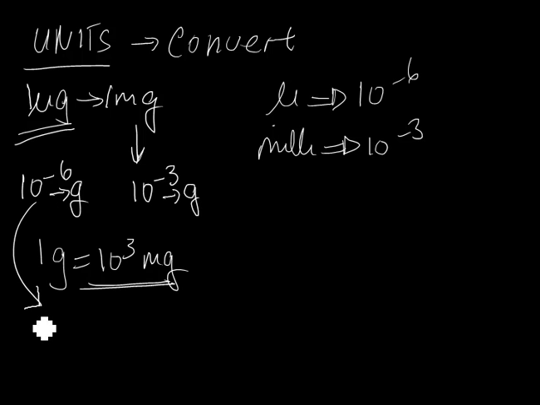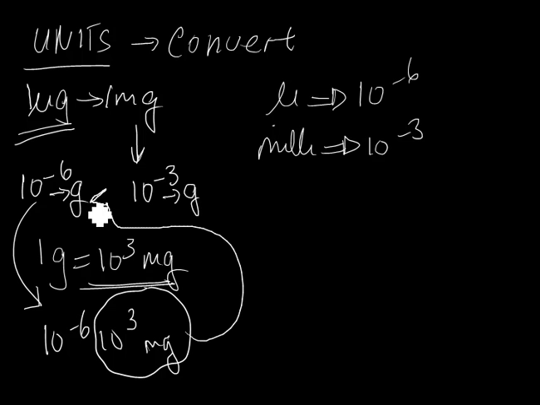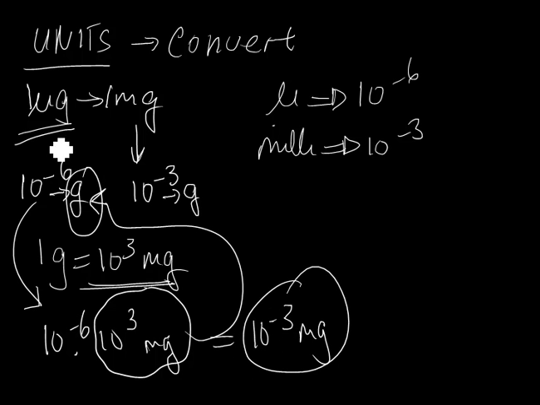So I can basically just rewrite this as 10 to the negative sixth times 10 to the 3 milligrams, because this is the same as 1 gram, right? So now if I do the math here, I get 10 to the negative 3 milligram. So that tells me that 10 to the negative sixth of a gram is equal to 10 to the negative third of a milligram, right? So if I have to convert from micrograms to milligrams, I basically just multiply with 10 to the negative 3.